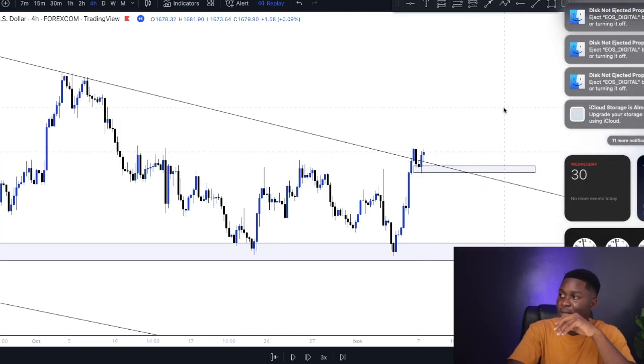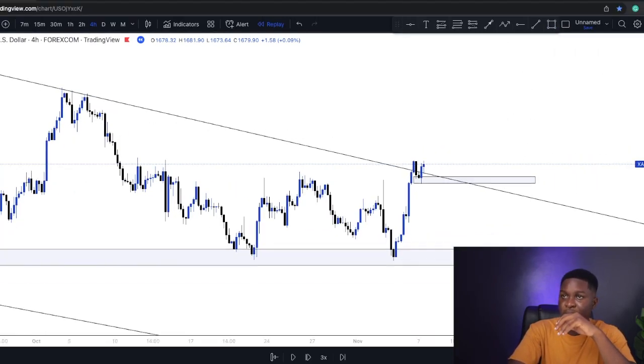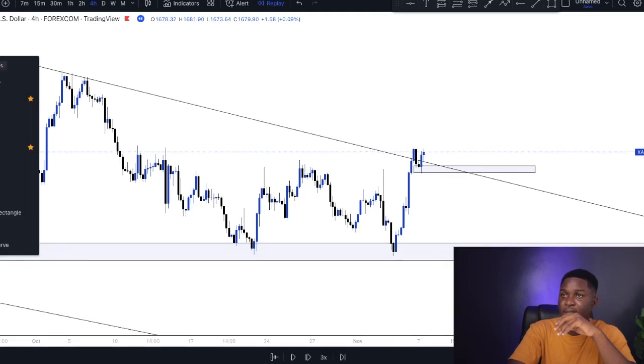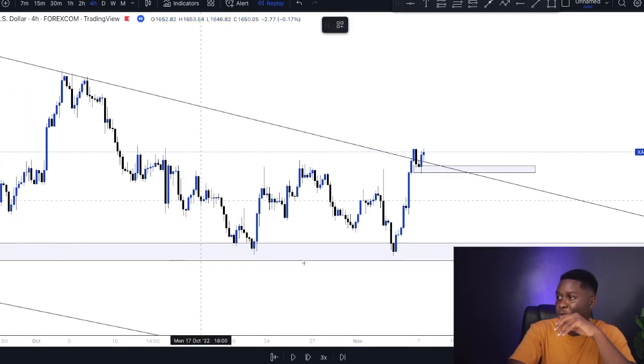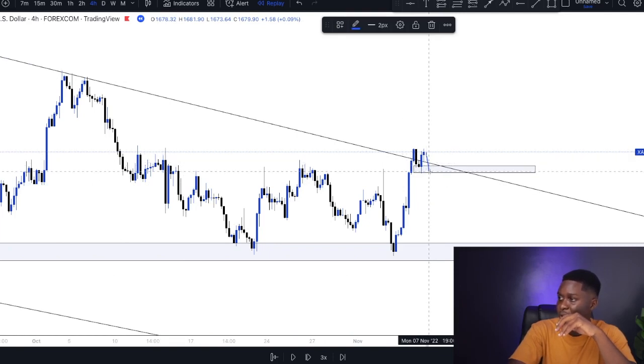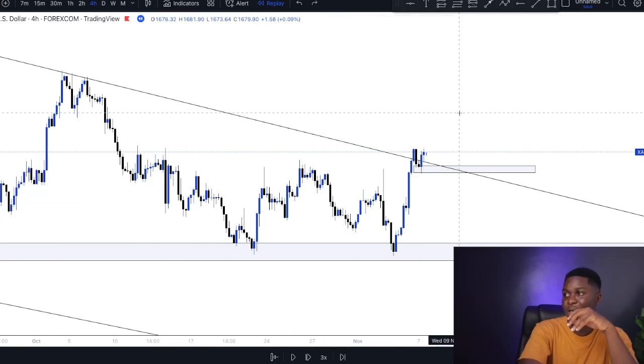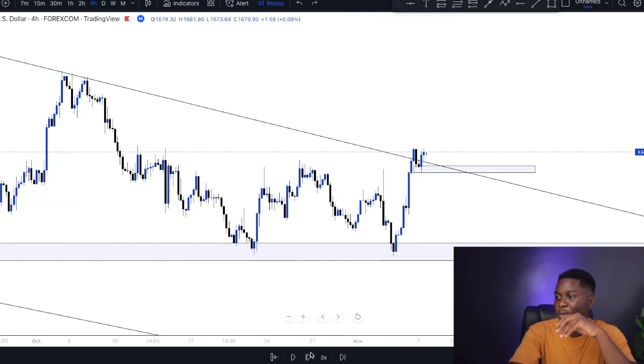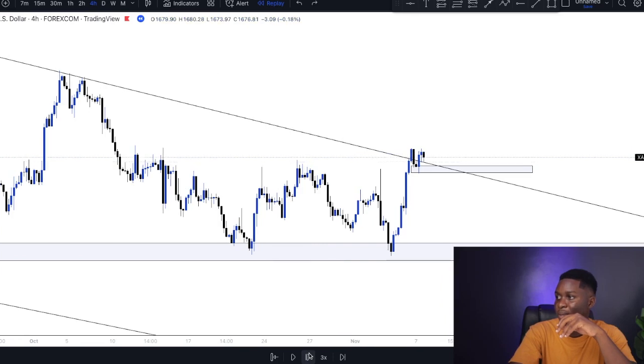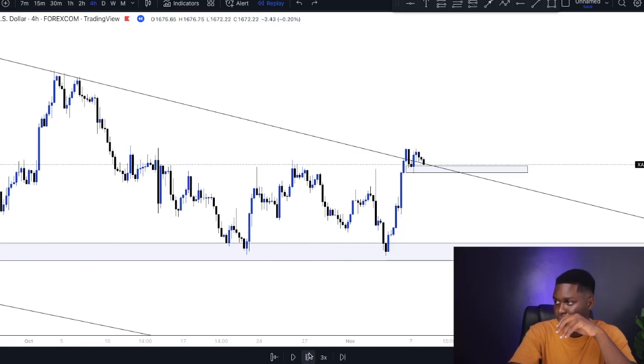So if in any case we are waiting for this market to push to the upside, then we are going to be waiting for this market to push back into the zone to form some sort of rejection over here, and then a continuation to the upside. Right, so that is exactly what we are going to be doing. We are going to be waiting for price to come and then move.